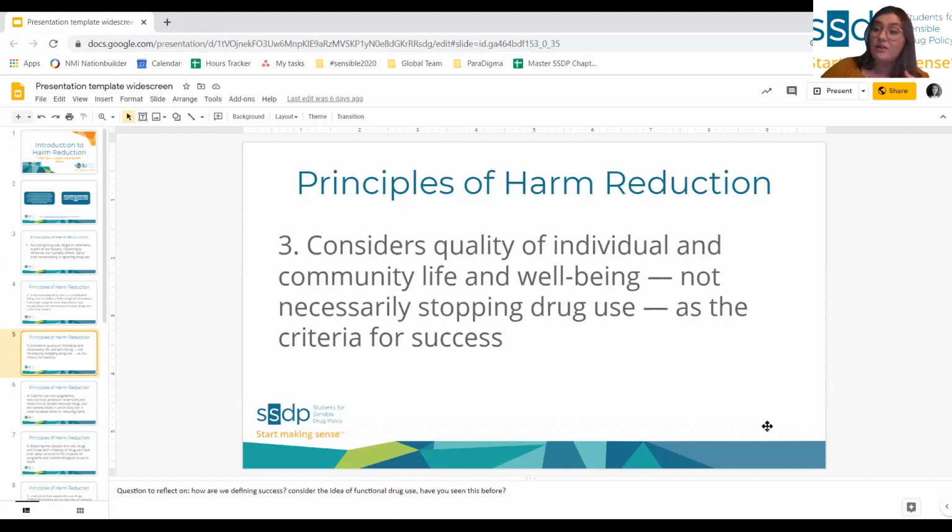That is people who use drugs regularly and still have a happy and contented life and are having a great time, who are living in a functional way. It isn't massively disruptive to other people or their lives. So consider the idea of that, and consider if you've seen it before. You might have seen it with illegal drugs, but maybe you've seen it with legal drugs as well.